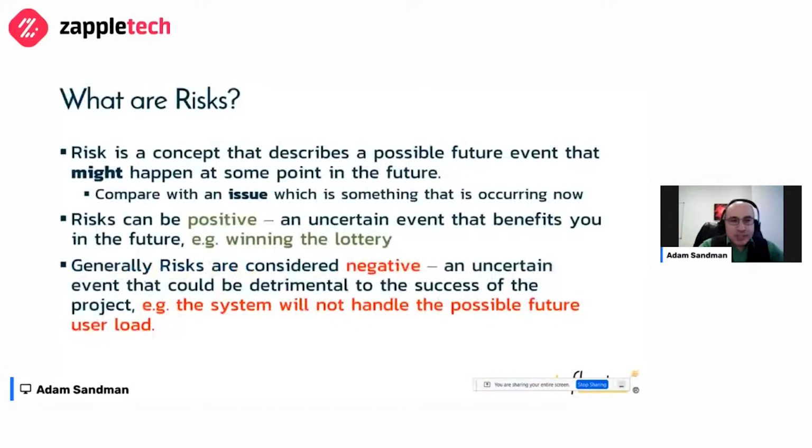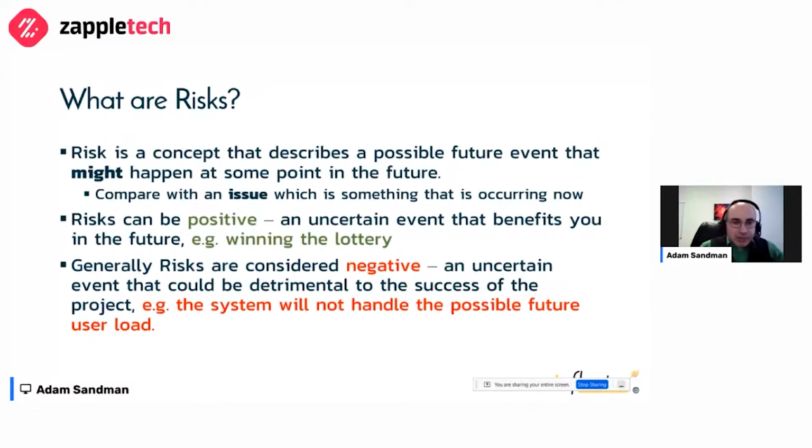First of all, risks are something that can happen in the future and might happen at that point in the future. Big difference. People always talk about issues. An issue is something that's happening right now. So if there's an outage on the system, that's an issue. A risk is something that could happen, like the system might go down, not the system is down. Risk actually can be positive, though, and most people think of risk as being negative, something that could happen that's wrong, that's bad. Risks can also be benefits. They can be positive, so winning the lottery is an example of a positive risk.